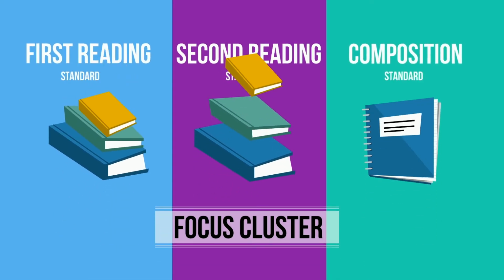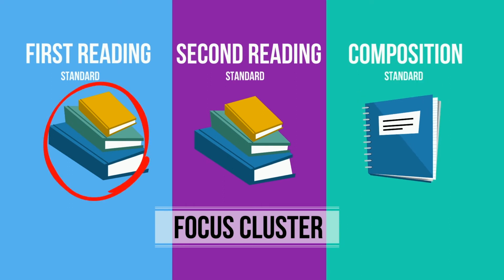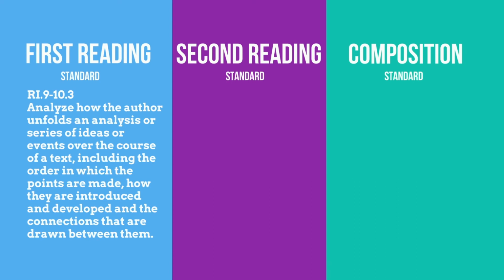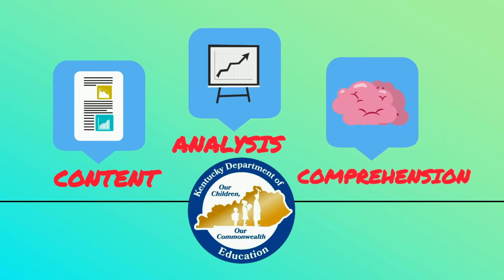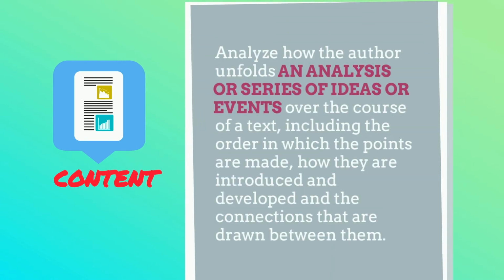We will start with the first reading standard, the content we want our students grappling with. If we choose RI.9-10.3, analyze how the author unfolds an analysis or series of ideas or events over the course of a text, including the order in which the points are made, how they are introduced and developed, and the connections that are drawn between them, it means we are interested in our students' ability to recognize development over the course of a text. We know this because the content dimension for this standard highlights an analysis or series of ideas or events.